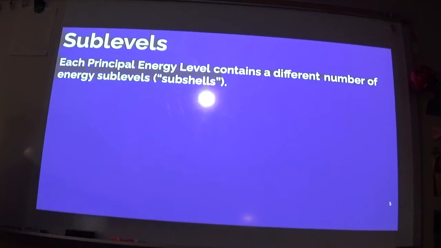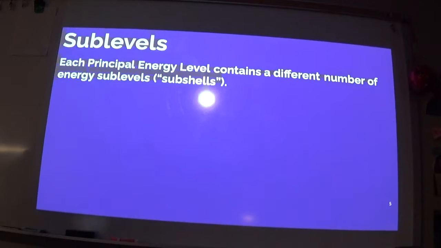I have this hallway with rooms in it, and then maybe on this floor I have these other hallways where I can go to these different hotel rooms. You have a different number of sublevels depending on which energy level you're on. So in the hotel analogy, you have a different number of hallways on each floor of the hotel. There's a pattern that we're going to have to learn.